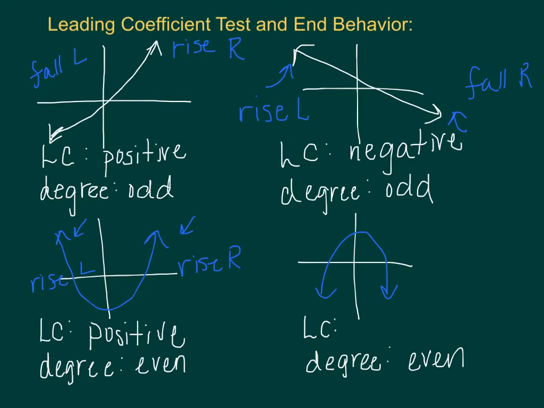And if you have a graphing calculator, you can actually see this. And if your leading coefficient is negative, it's going to fall left and fall right. So the behavior for the even functions, they behave the same on both ends. The odd functions behave differently.